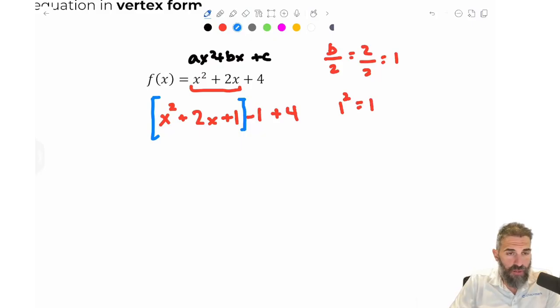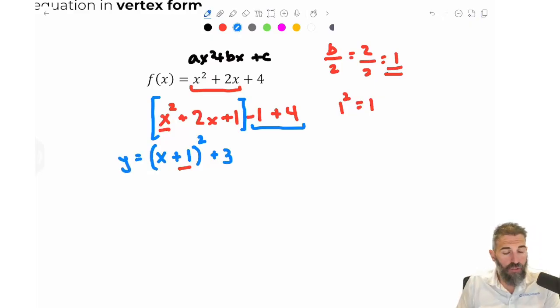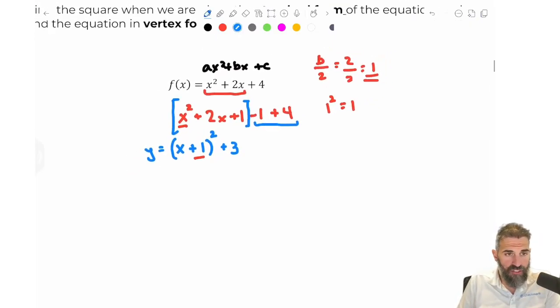Now we're going to focus on this part. This now is a perfect square. So it's x plus 1, squared. The x is from here. The plus 1 is from here. And then over here, minus 1 plus 4 is just plus 3. So that's it. You've completed your square. You have it in vertex form.